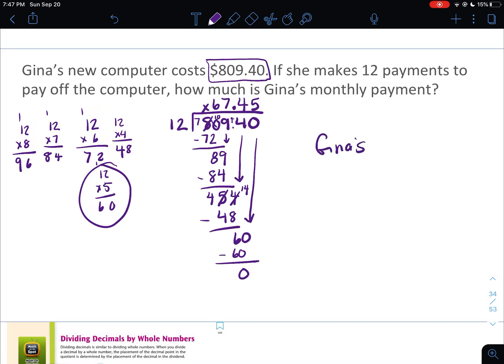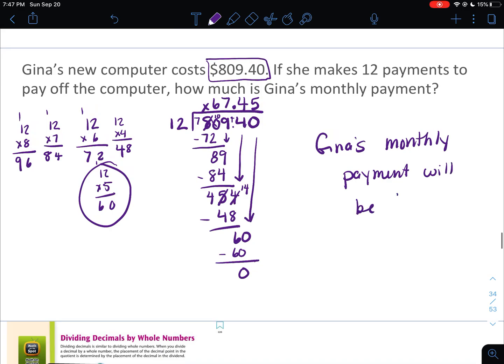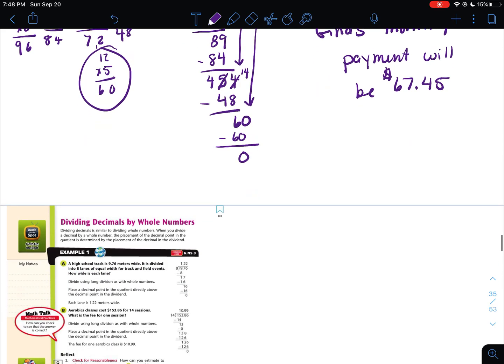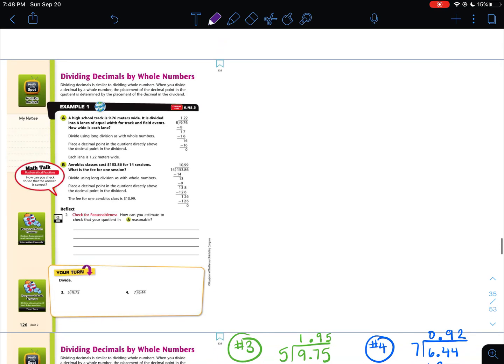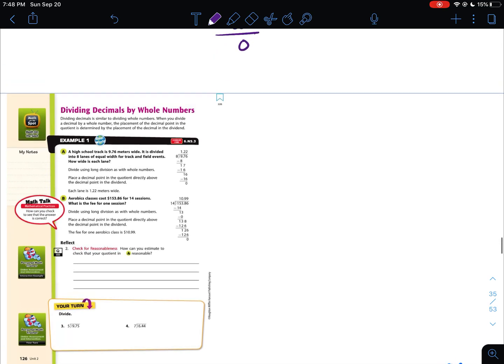So that tells me that Gina's monthly payment will be $67.45. Okay, so there is dividing decimals when the decimal is just in the dividend. Remember, just pop the decimal up. That is it. So for today, you have a few practice problems I would like you to do.